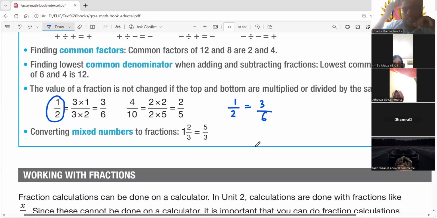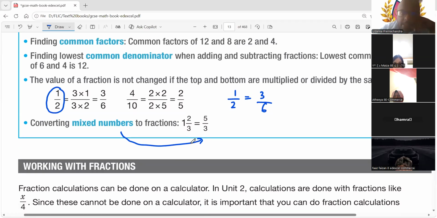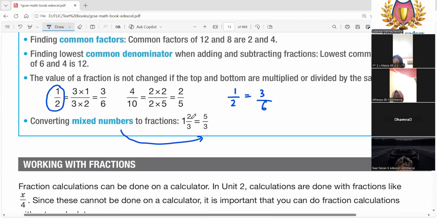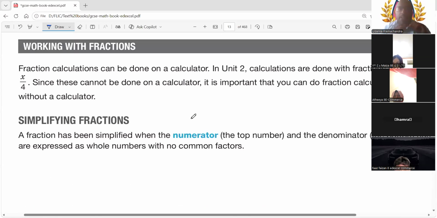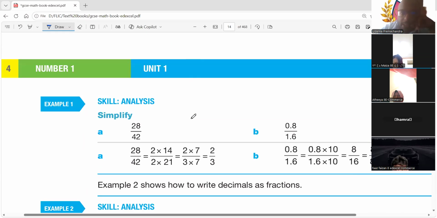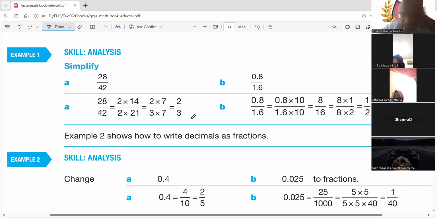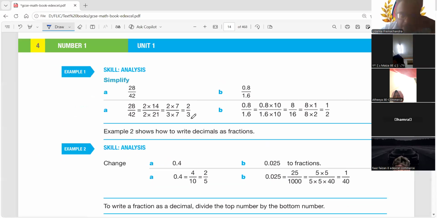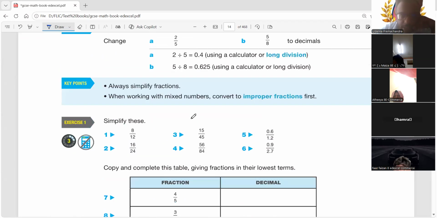And the other thing, you have to know how to convert mixed numbers into fractions. I will discuss more and more, I just remind you. Okay? You can convert mixed numbers into fractions and also fractions into mixed numbers. Okay, so these are the basic things. Next, simplifying fractions, so you have to follow me. First of all, we will analyze some questions regarding that.